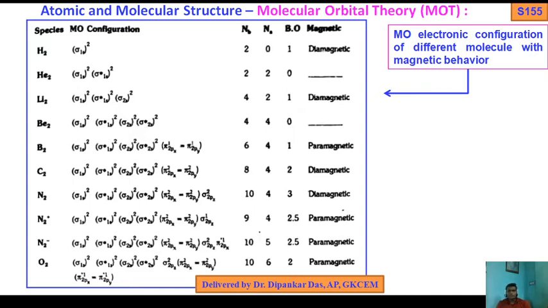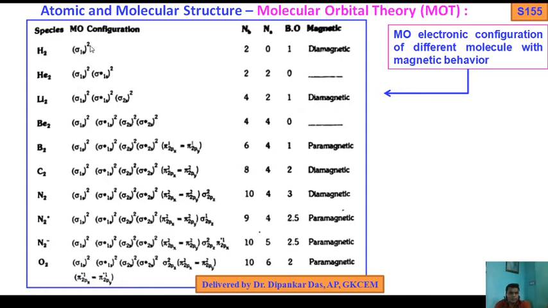So now this is the overall chart of the species along with MO electronic configurations, number of bonding electrons, number of antibonding electrons, bond order and magnetic behavior. So these are the MO electronic configurations of different molecules with magnetic behaviors. As you know, H2 I have already discussed, but this is at a glance, where you get the MO electronic configurations.